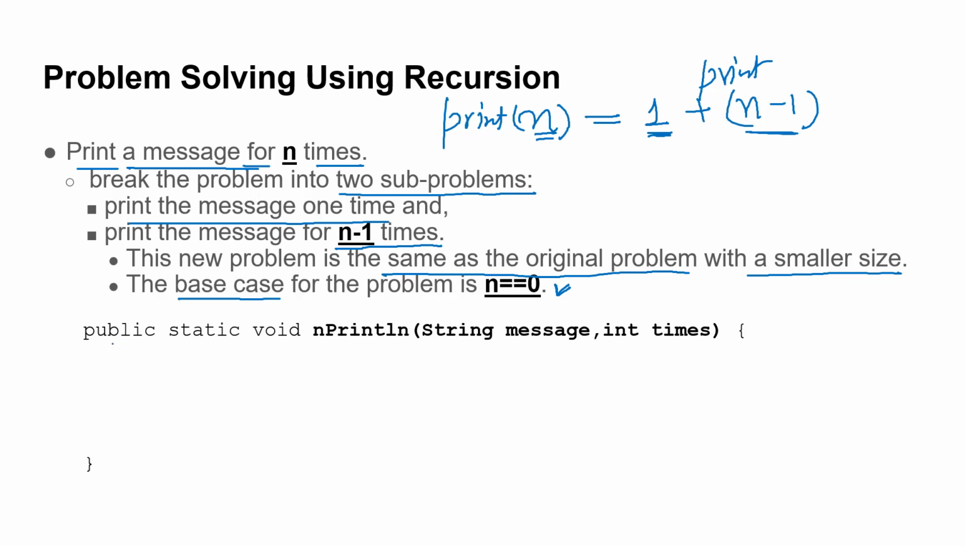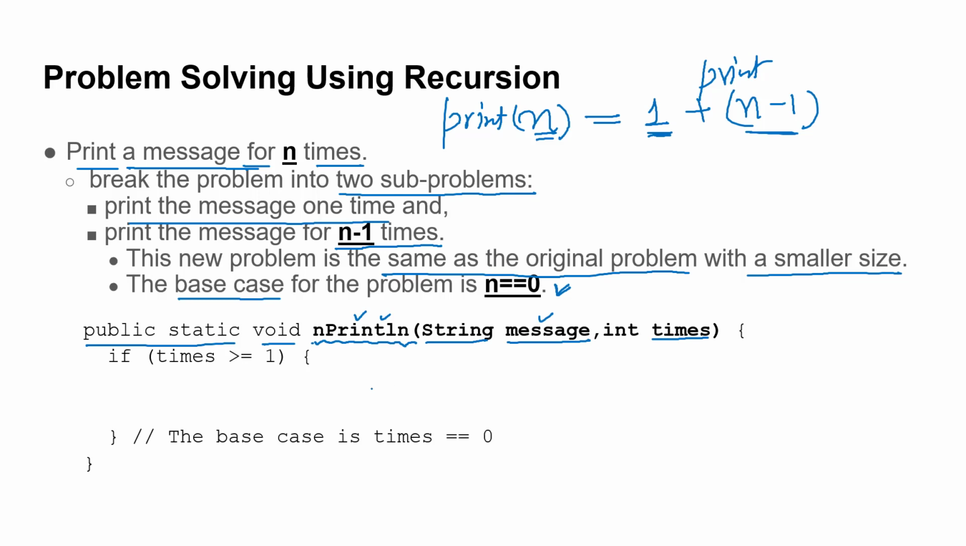We have this method which is public static void. It's not returning anything as it only has to print the message. We're calling it nprintln. We can't call it println because println is a method which we use in System.out. So we are calling this nprintln, and this needs two parameters: the message, which is of type String, and the times, how many times we want to print it. Here we have the recursive formulation.